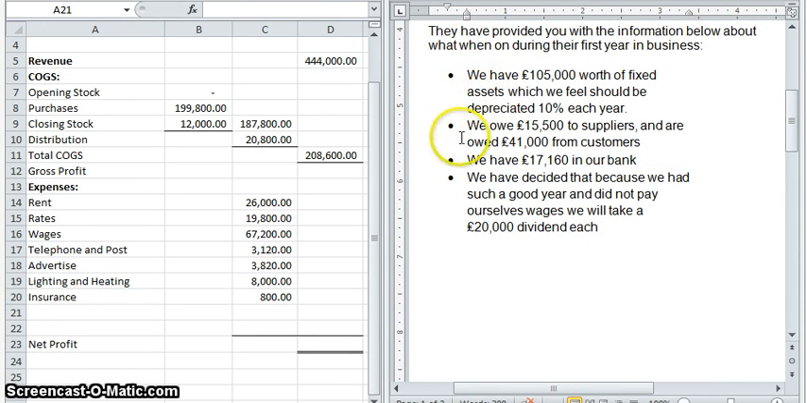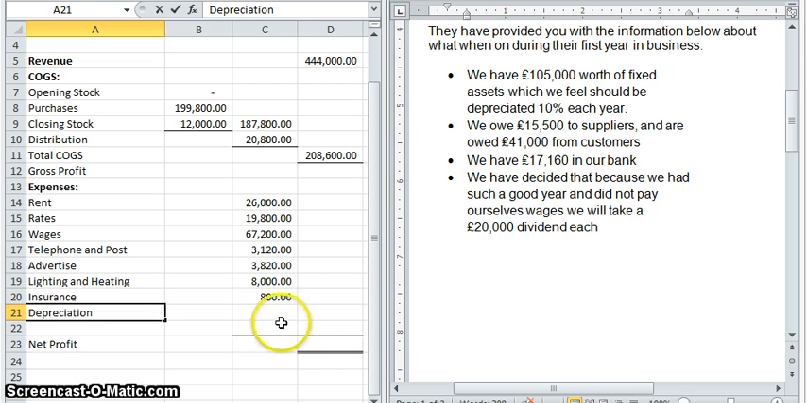Next, it says that we have £105,000 worth of fixed assets. So again, fixed assets will go on our balance sheet, not our profit and loss. However, it says that we feel they should be depreciated at 10% per year. Depreciation is a very specific accounting term, and to be brief, it's talking about making an expense for how much we've used this asset. So what it's saying is, yes, last year we may have bought this asset for £105,000, but because we used it all year, it's not still worth that much. 10% of it is gone, and so that is an expense for the year. So we're going to add depreciation, and in here we're just going to take our £105,000 and multiply it by 10%, or 0.1.